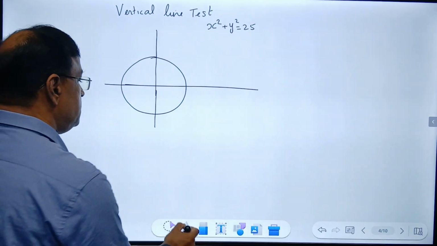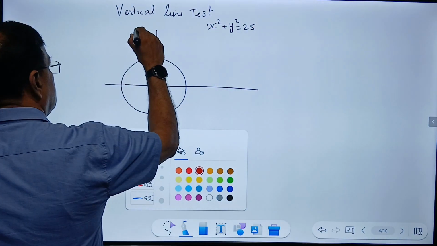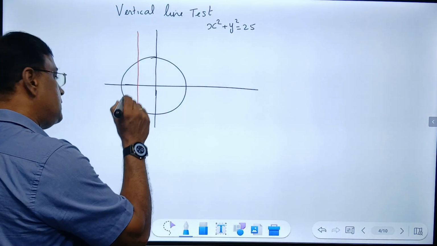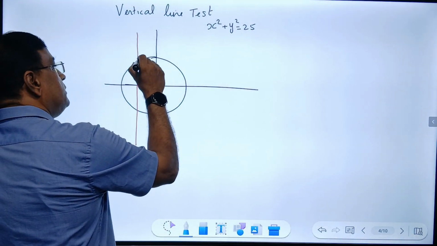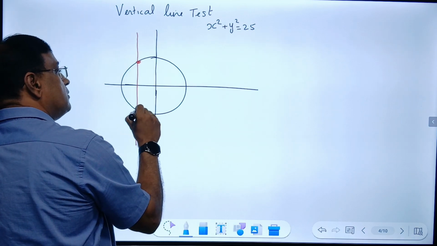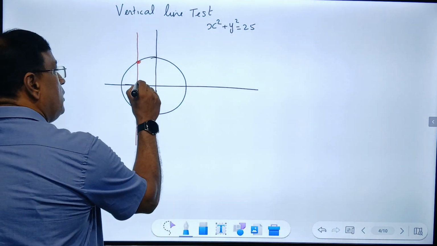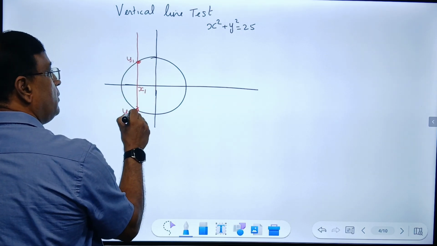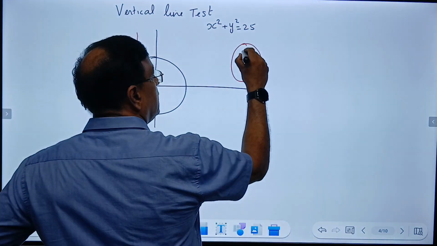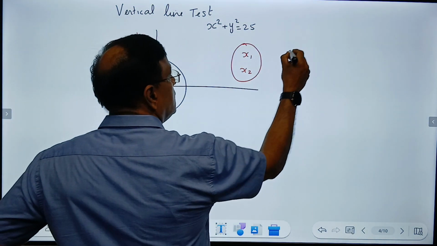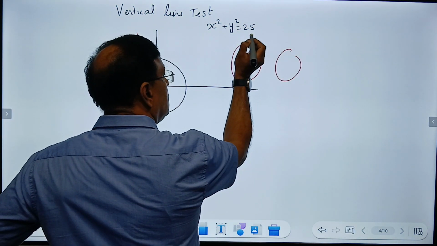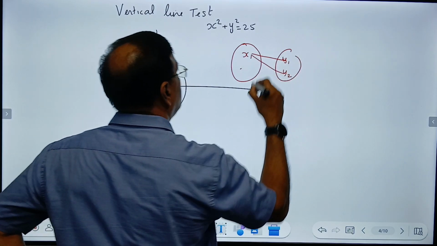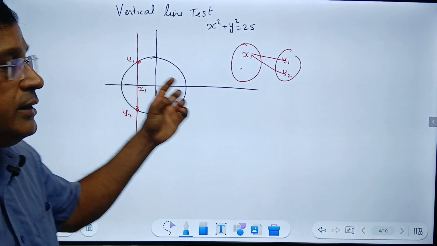Now vertical line test means if I draw a vertical line, this vertical line intersects the curve at 2 points. Can you see this? It intersects at 2 points. That means for one value of x, suppose this is x1, there are 2 values of y, y1 and y2. This violates the definition of a function. So that is why the vertical line test is very useful.